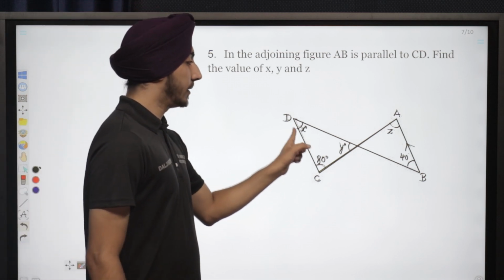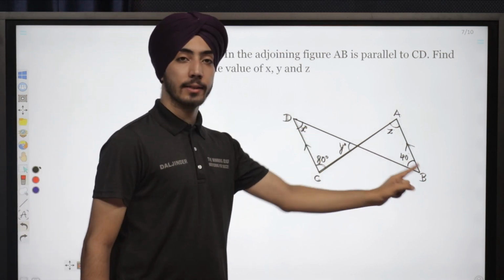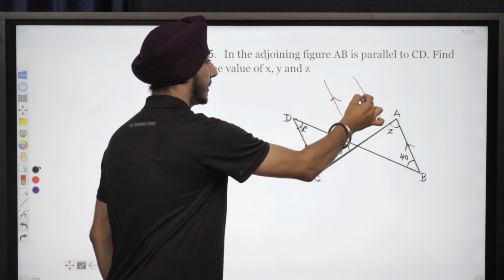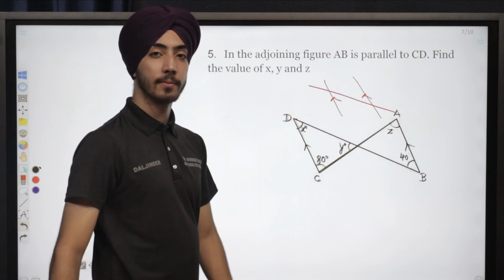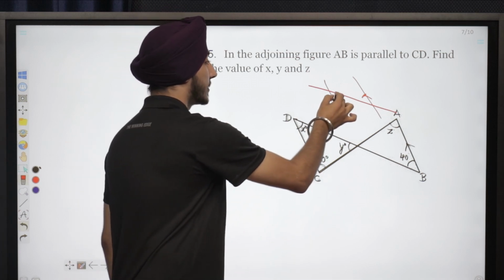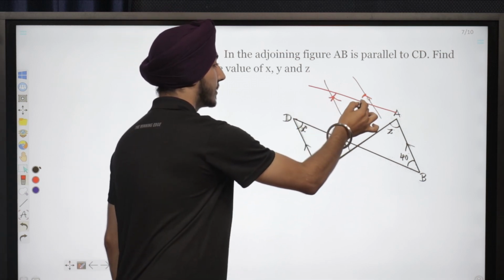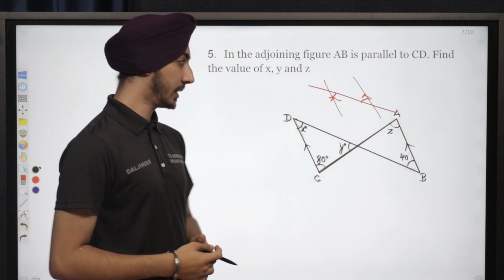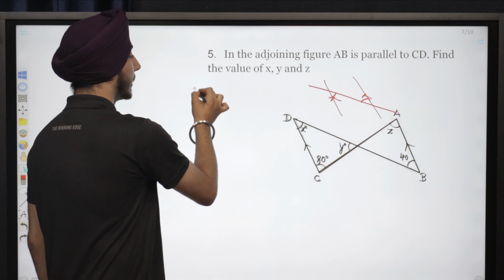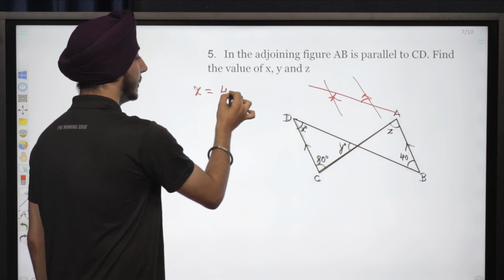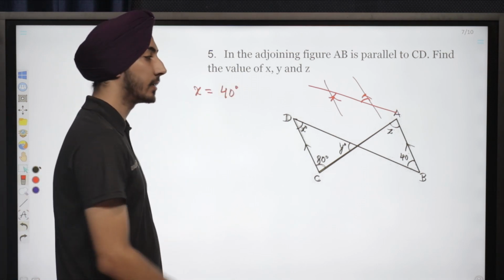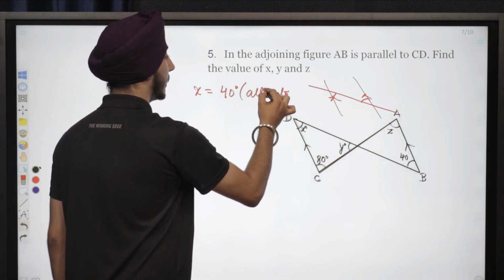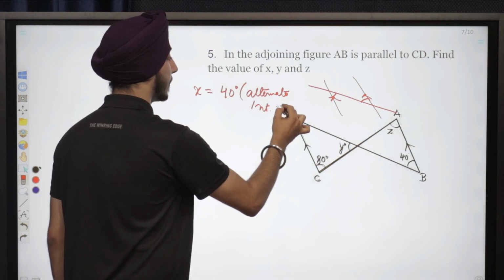Very simply, these two are parallel lines and DB is the transversal cutting them. So I'll just show you here, these two are parallel lines and this is the transversal cutting them, right? So it's very obvious that this angle and this angle are equal. And what do we call them? We call them alternate interior angles, right? So we'll write down angle x will be equal to 40 degree. And the reason you will put down is alternate interior angles.